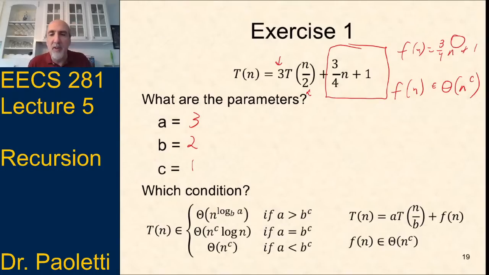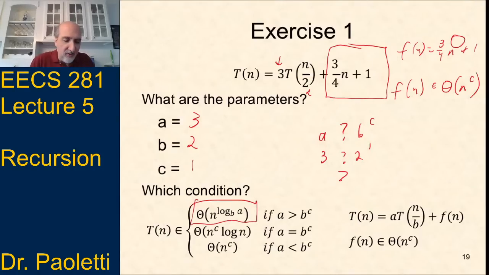So we've got a first order polynomial. So we've got 3, 2, 1. Now we've got to check. How is a related to b to the c power? How is 3 related to 2 to the first power? It's greater than. If it's greater than, then that's the form of our equation. So the form is big theta of n to the log base b of a, so n to the log base 2 of 3. There's our equation.